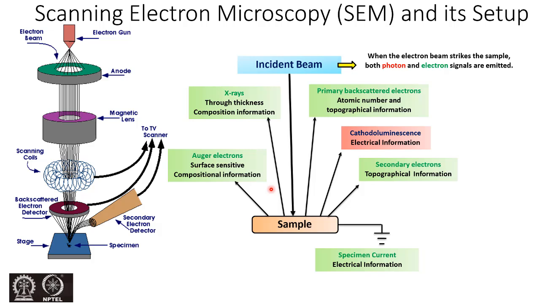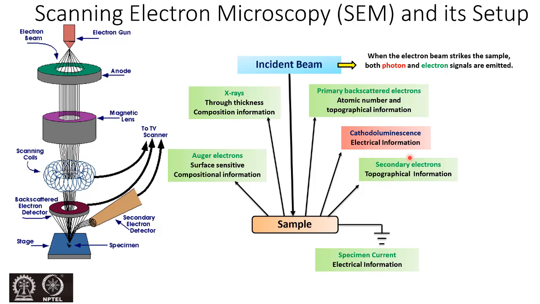So what are these electrons, backscattered and secondary? I have already mentioned this in the previous class, but I'll quickly give an overview again. When we incident a beam on a sample, some of the electrons will get scattered or diffracted after colliding with the sample. If the angle is very small, those are called backscattered electrons. These give the information about the atomic number and topographic information. Then we have cathodoluminescence, that is the electrical information. It gives the information about the electrical property of the material.